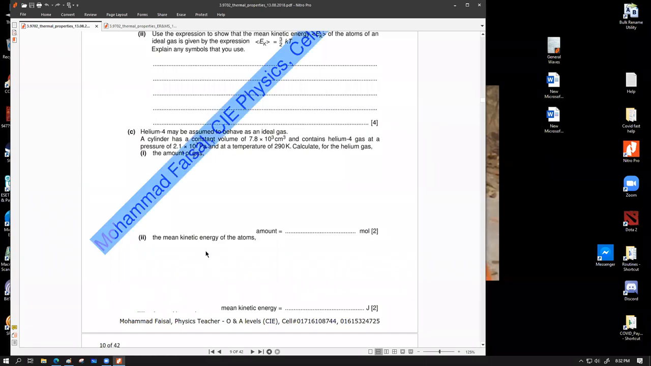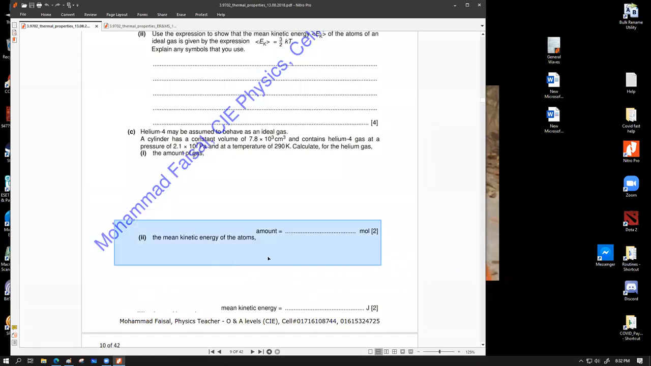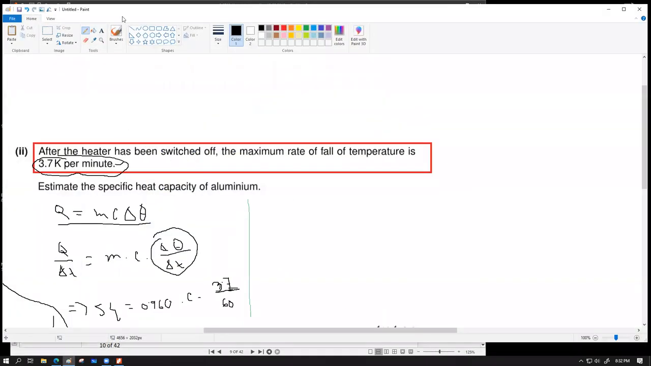So the mean kinetic energy of the atoms can be calculated very simply. 3/2 kT. Yes, 3/2 kT. k is the Boltzmann constant. Why do my threes look like ones? That's the expression for average kinetic energy for one molecule.